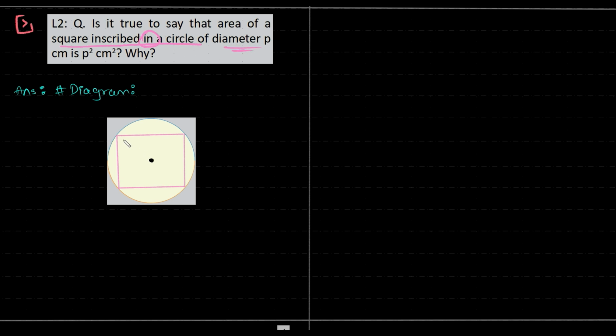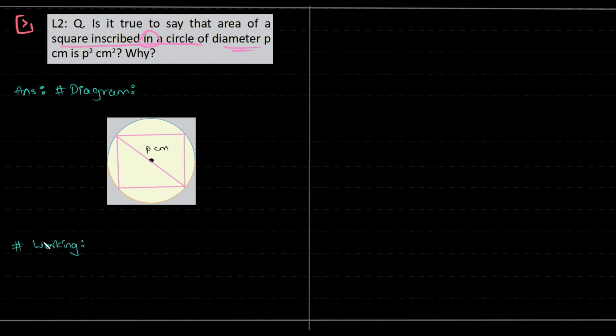So that's okay. So this entire length is, again remember, I drew the diameter and also the diagonal of the square. And the length happens to be of length p centimeter. And now on to calculating or showing the calculation.